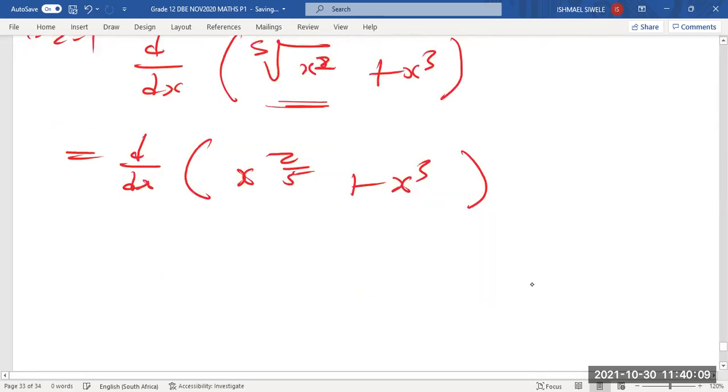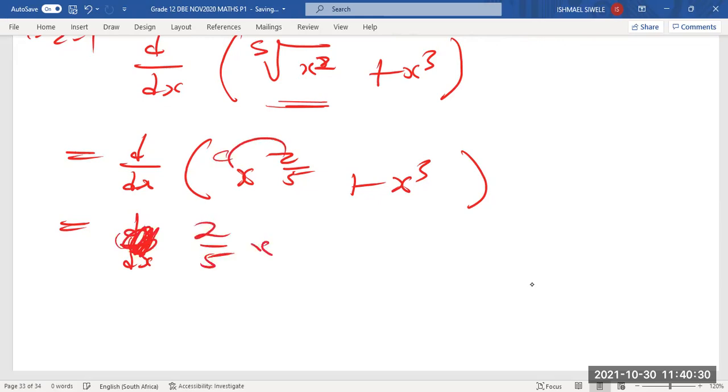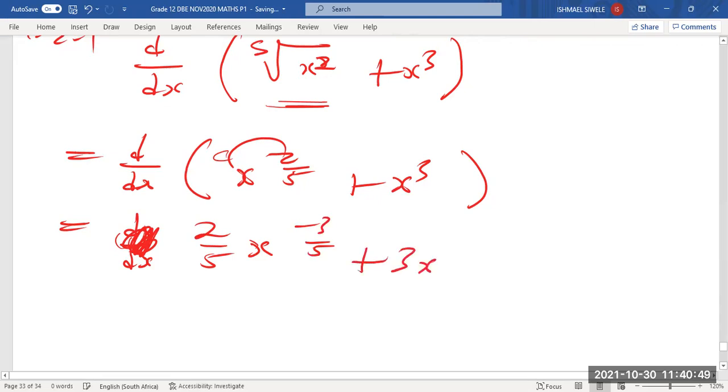Okay, so this is what we have. And this is going to be equal to what? d over dx. Now you see the way it is right now, it's already in the exponential form, so we don't need to carry out the d over dx. We just have to derive. So by deriving x exponent 2 over 5 minus 1, let's see what it gives us. 2 over 5 minus 1 gives us negative 3 over 5, plus this one here is going to give us 3x squared, right?